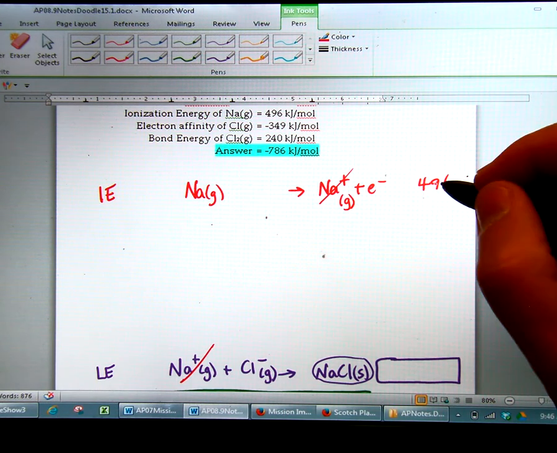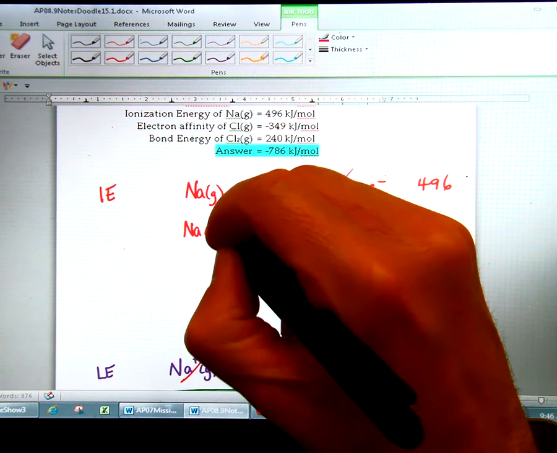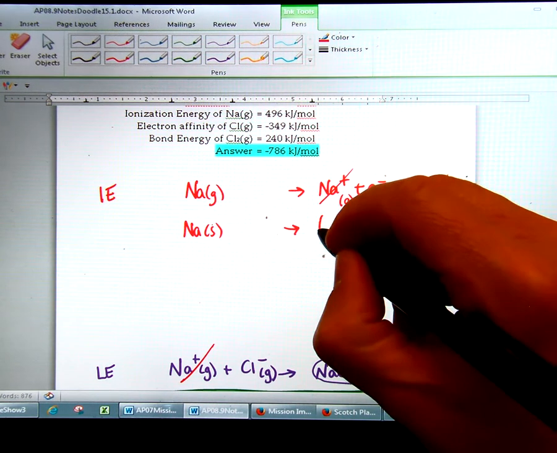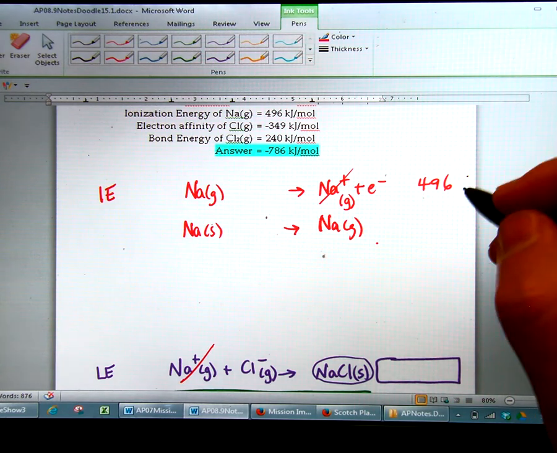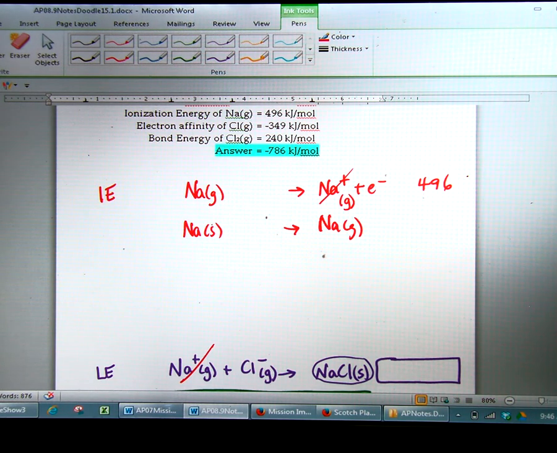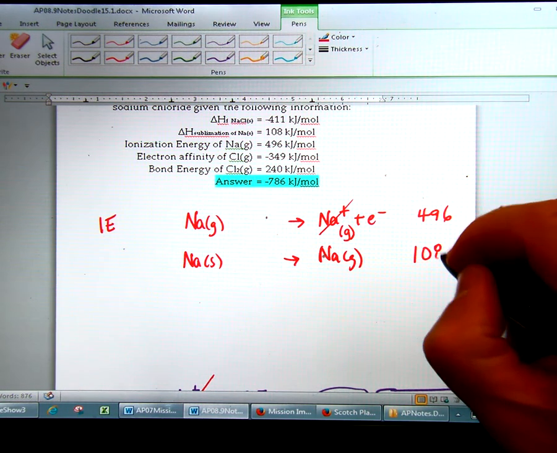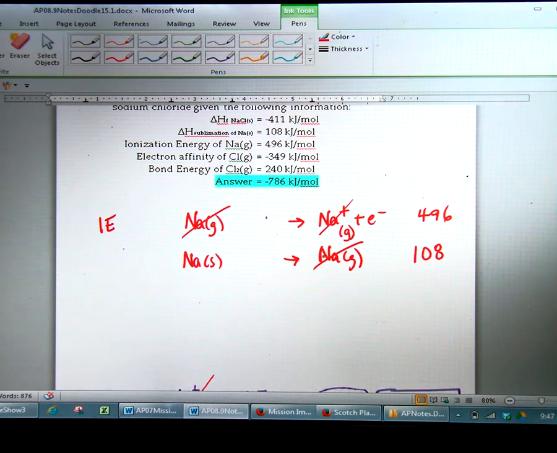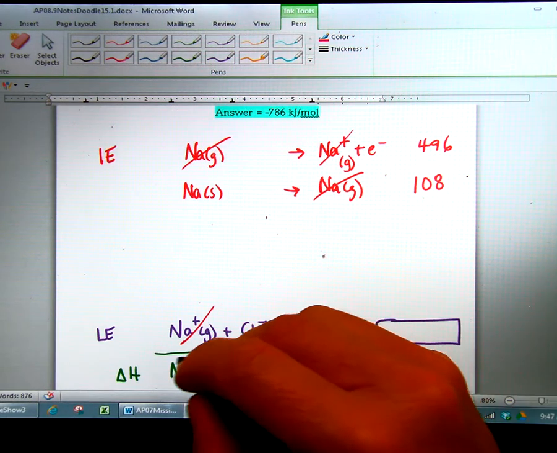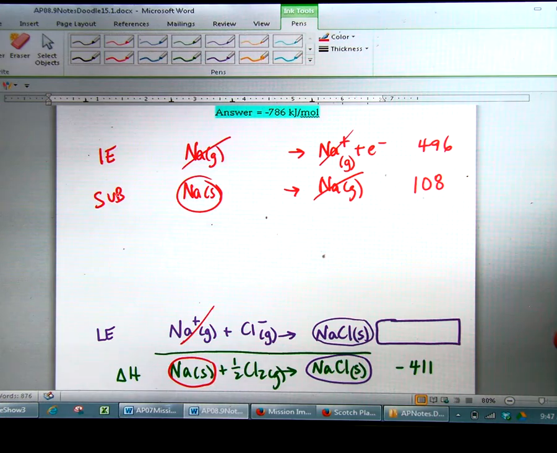All right, now I'm going to look at the sublimation. So Na solid goes to Na gas. And that sublimation energy is up top, and it tells you that is 108. So that's 108 kilojoules. Now notice that the Na gas cancels out here, and look at what I got down here. Na solid, Na solid. So that was called sublimation.